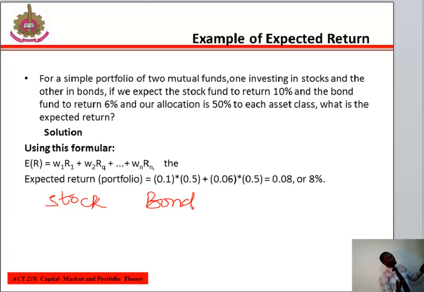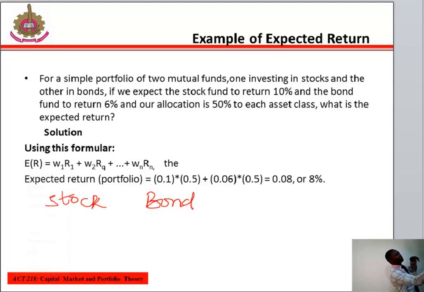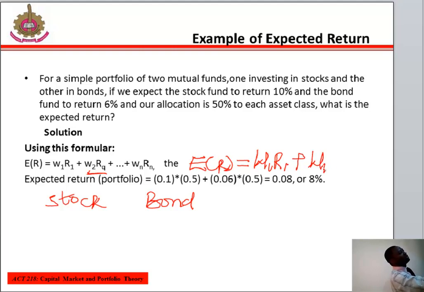In this case, we have two portfolios. As illustrated here, we have the expected return with 1, we have this, then with 2, we have this. In this case, this formula can be transformed to: expected return is equal to the weight of stock multiplied by the expected return of stock, plus the weight of bond multiplied by the expected return of bond. This is the formula for this particular example.